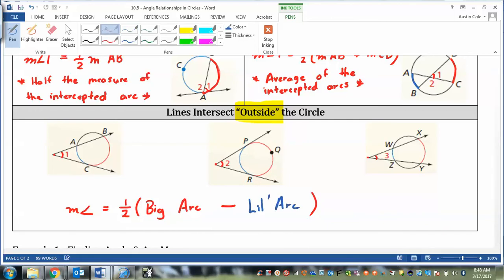Okay, so if I look at this first situation, this would be the big arc, the big intercepted arc. And we're talking about intercepted. This would be the small or the little arc. This is the big intercepted arc. This is the little intercepted arc. This is the little one. That is the big one.